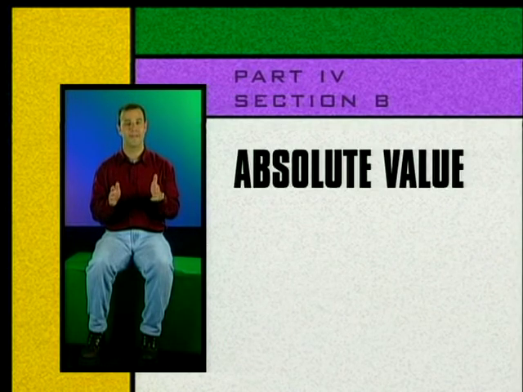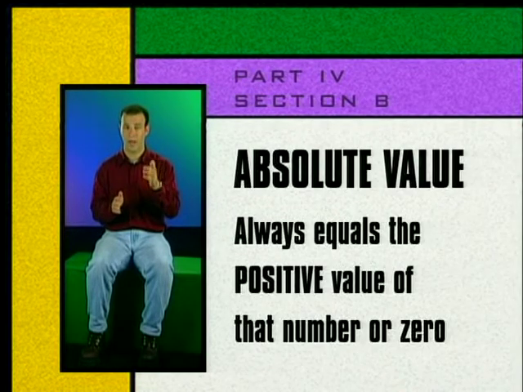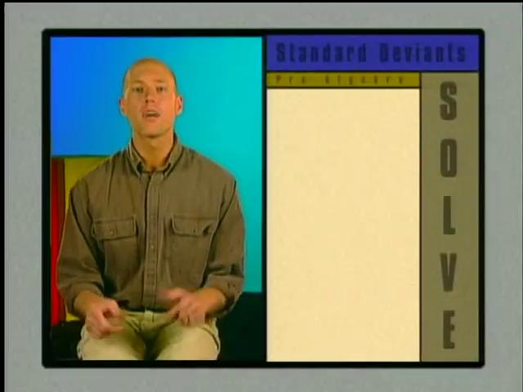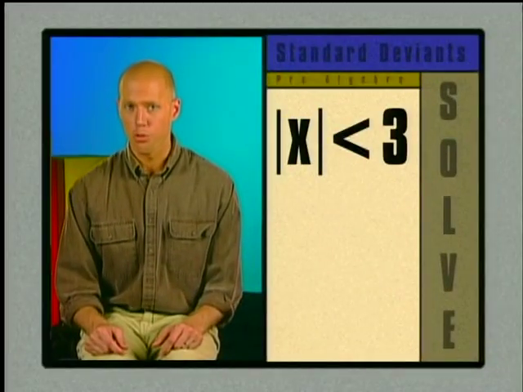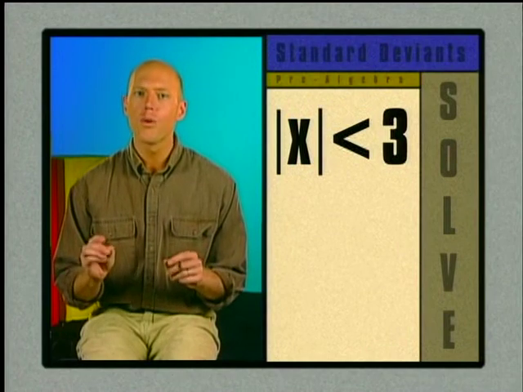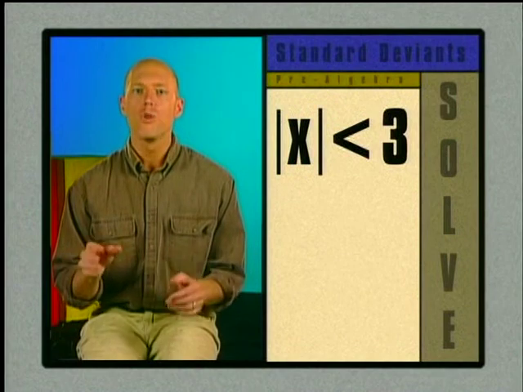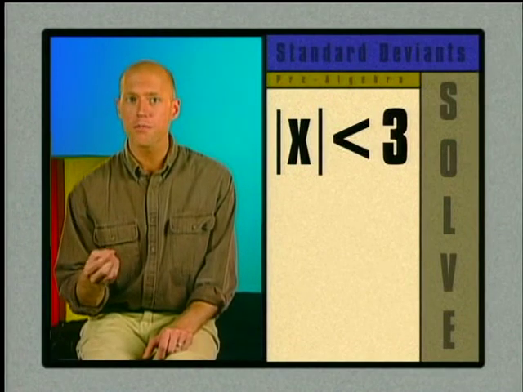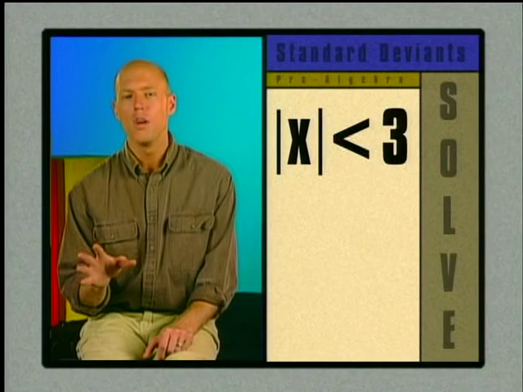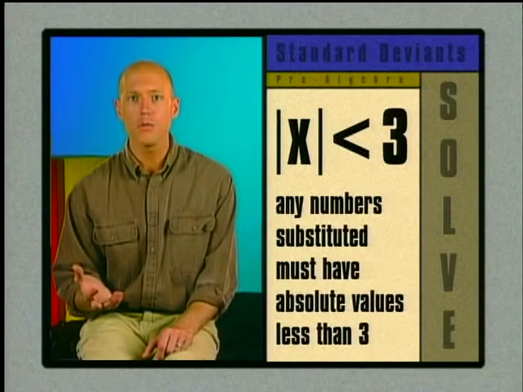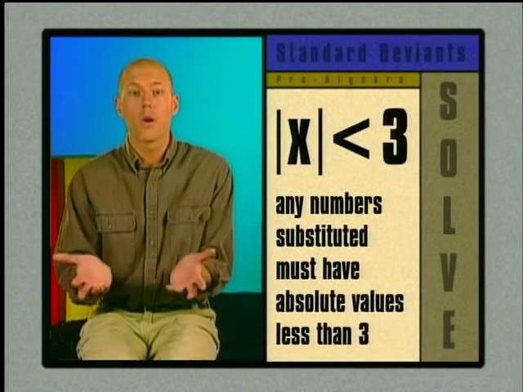Back to our old friend, the absolute value. Remember that the absolute value of a number always equals the positive value of that number, or 0. Well, now we're going to put some absolute values on a number line. Let's say we've got the absolute value of x is less than 3. In this case, we don't know what the value of x is, so our job is to figure out what number or numbers will fit correctly in our inequality if we substitute them in for x. Now, we do know that any value we choose for x has to have an absolute value that's less than 3. That's what our inequality says.